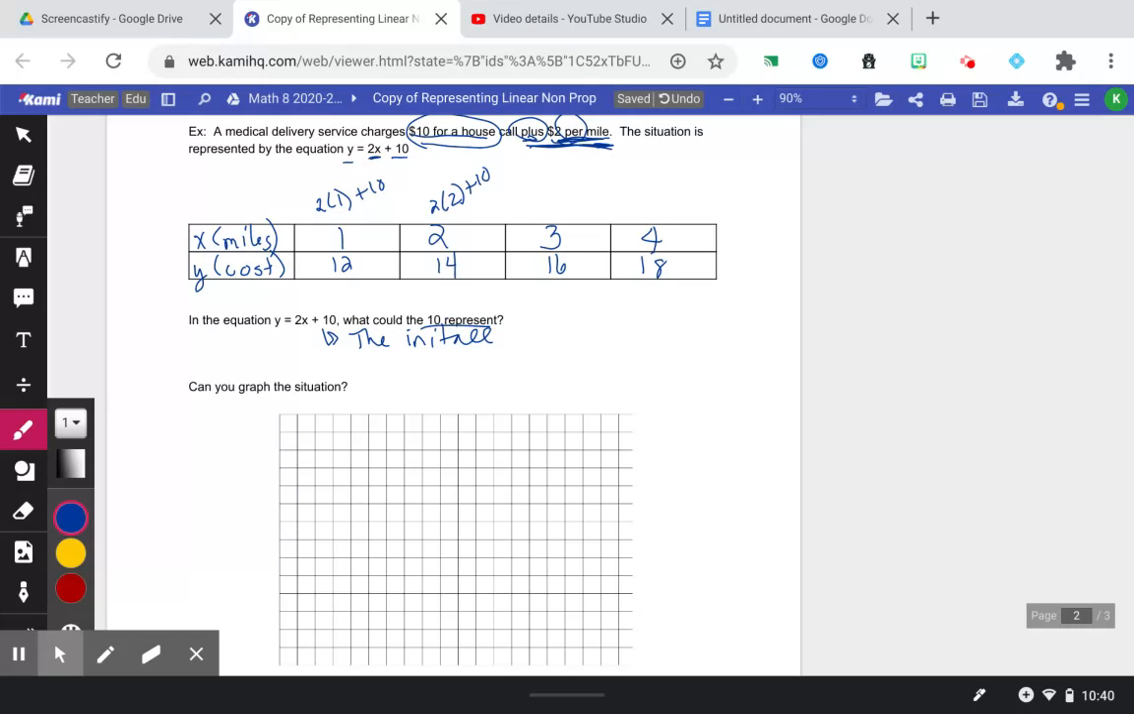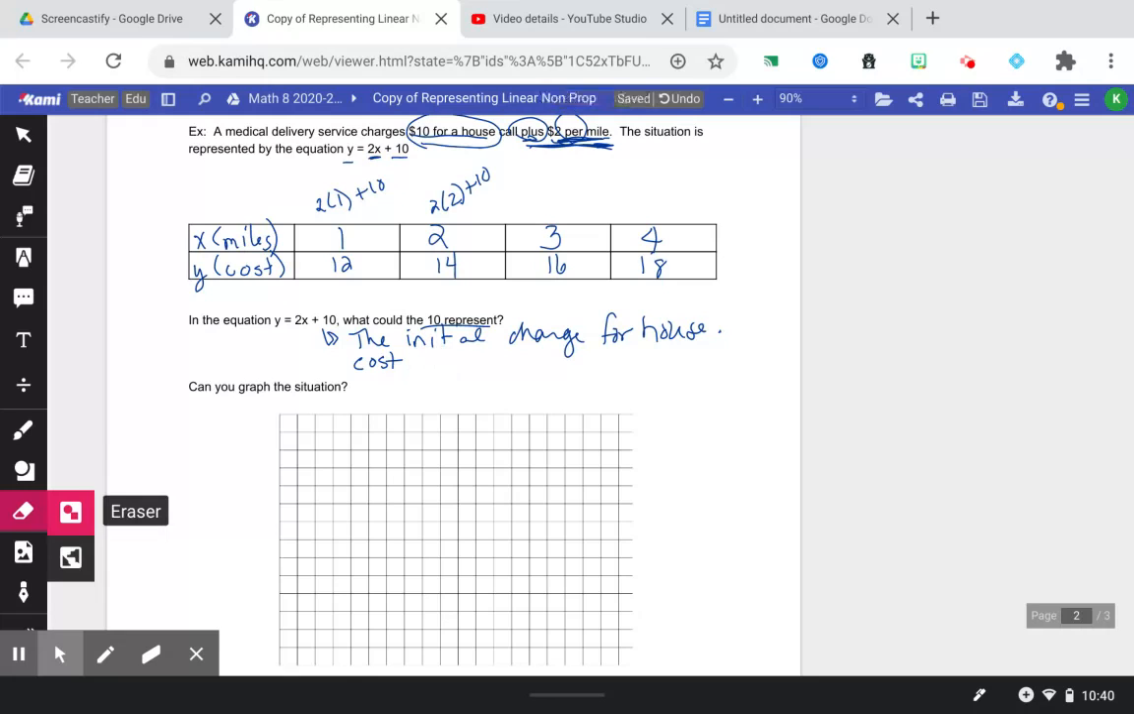The initial charge for the house call. And this is the cost for 0 miles, or the cost for a delivery 0 miles away.